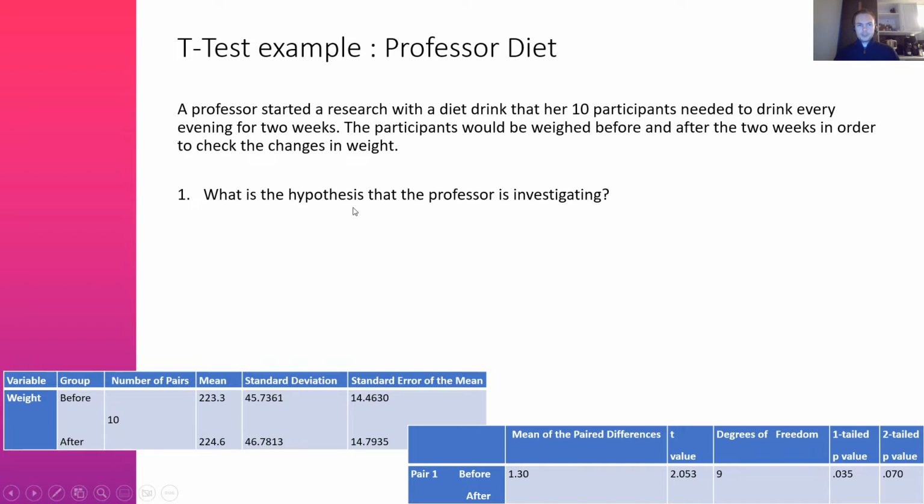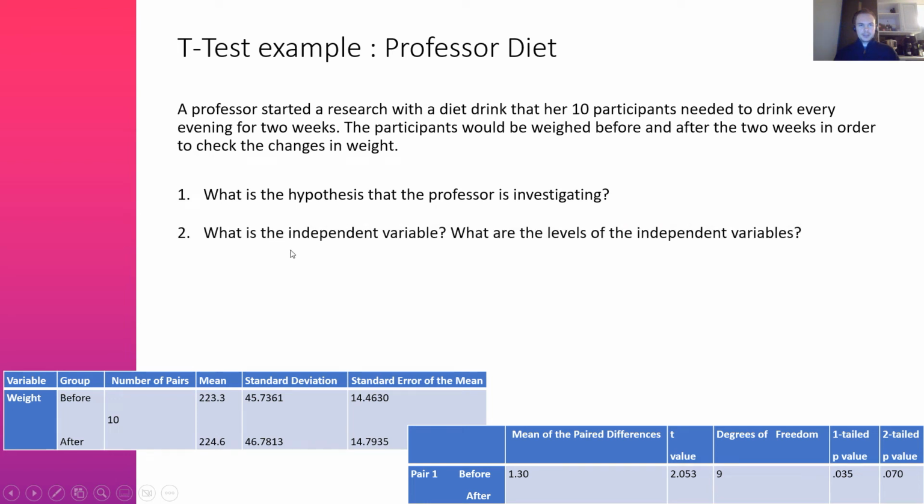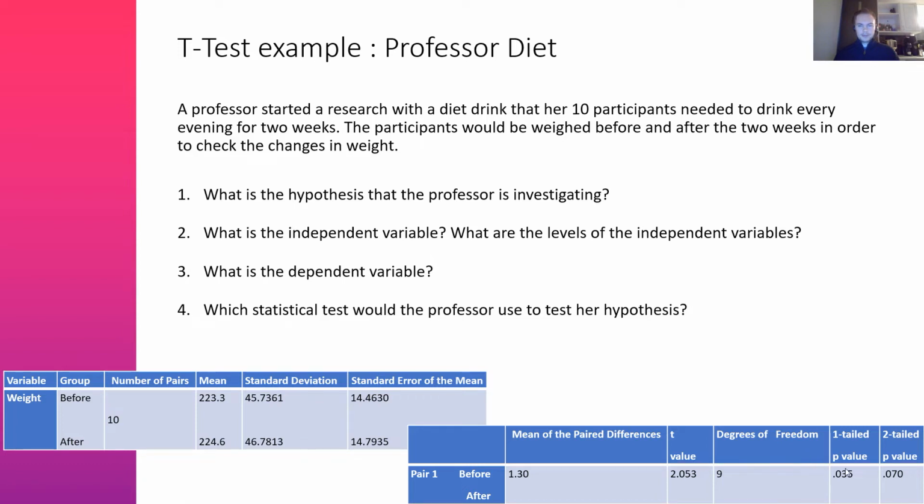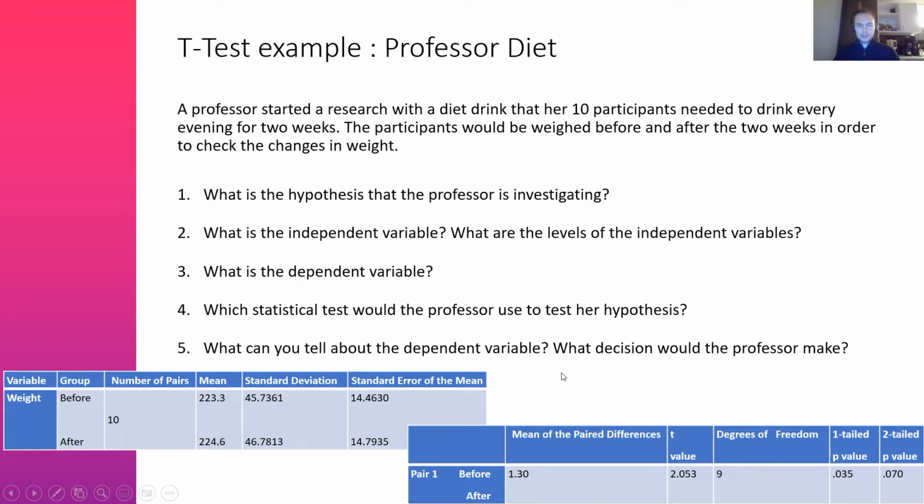Okay, so what hypothesis is the professor investigating? What is the independent variable? What are the levels of the independent variable? What is the dependent variable? Which statistical test would the professor use to test her hypothesis? What can you tell about the dependent variable? What decision should the professor make? And here we have some data that we got in a table from the research.